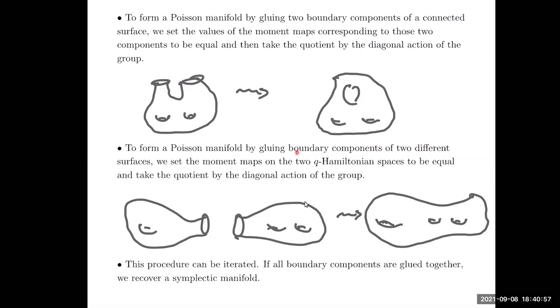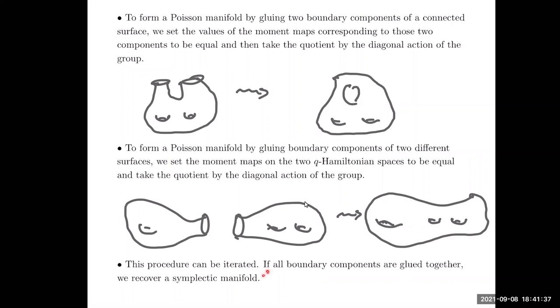To form a Poisson manifold by gluing boundary components of two different surfaces, so not the same connected components, we set the values of the moment maps on the two Q-Hamiltonian spaces to be equal, and we take the quotient by the diagonal action of the group. So here I drew a one-hole torus and a genus 2 surface with one boundary component. Under the quotient construction, you would get, again, a genus 3 surface, just by gluing those two boundary components together.